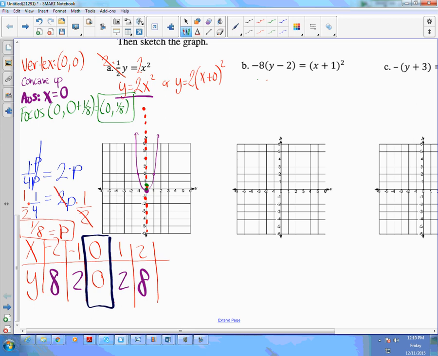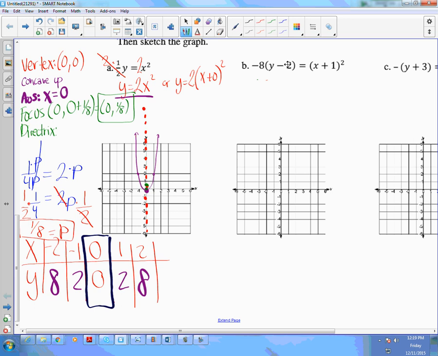If the focus is above the vertex, then where's the directrix? Below the vertex. By how much distance? 1/8. So the directrix, then, where's the line? Directrix. It's completely underneath the parabola.